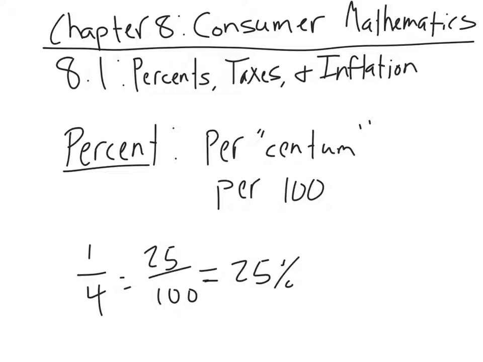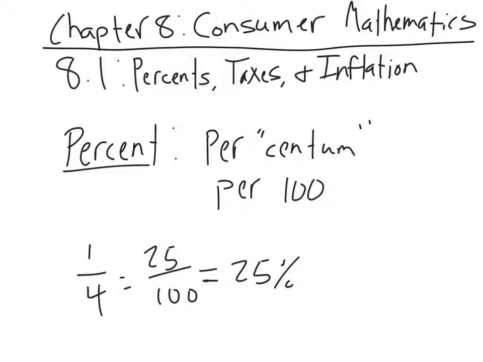Percent comes from the Latin percentum, which just means per 100. So all a percent really is, you're taking a quantity and you're splitting it up into 100 pieces and seeing how much of that 100 you have. So if you take the fraction 1/4, for example, that means out of 4 pieces you have one of them, right? So you've split something up into 4 pieces and you've taken one of those pieces. Well, 1/4, if we just deal with fractions, is the same thing as 25 over 100.